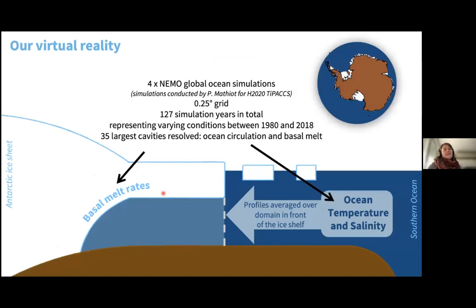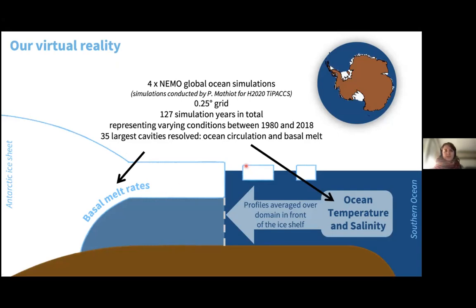So our virtual reality is an ensemble of 4 NEMO global ocean simulations. So these are simulations that were not conducted on purpose for this study, but they were conducted for another project. And so we had them anyway. And we thought, okay, then if we have them, we can use them for our study. They are resolved on a 1/4 of a degree grid. And in total, they represent 127 simulation years, representing varying conditions between 1980 and 2018.